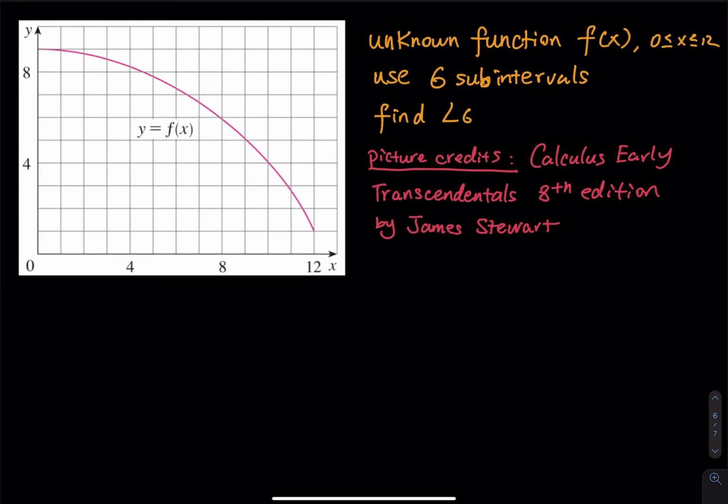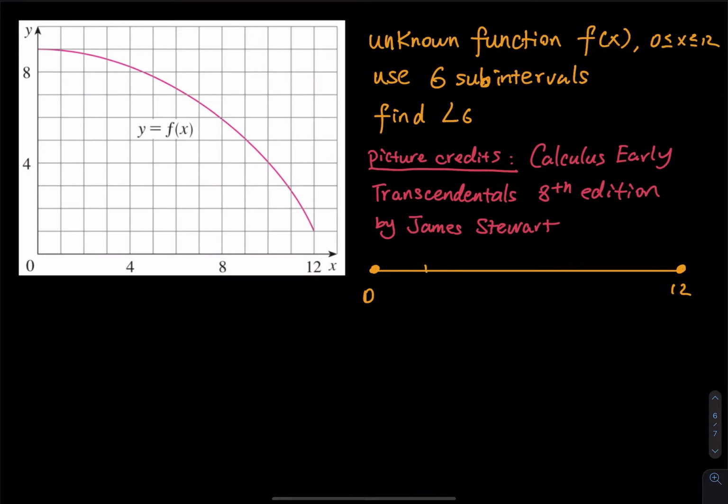Okay, so back to the problem. First you need to make 6 subintervals, right? So here is how I do it. Before we do any work on the picture, I draw a point. This is the starting point, 0, and then the end point is 12. You need to divide this into 6 subintervals. That means you have to make 5 cuts. So first I make a cut right here.